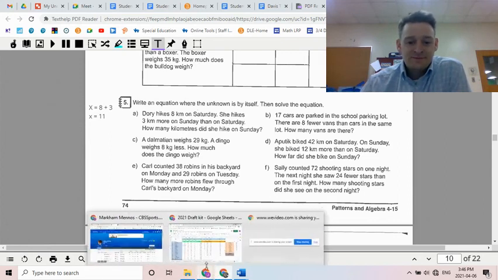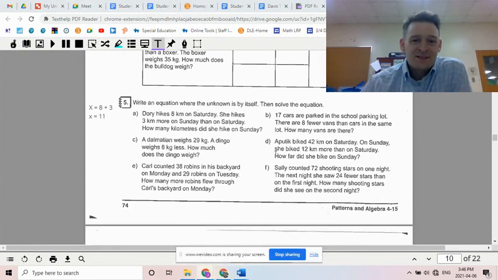Give it a try. Hopefully, you're starting to understand and see how these equations can work.